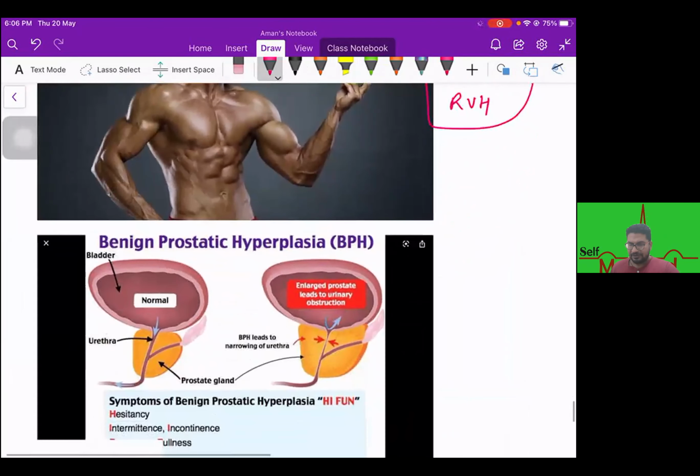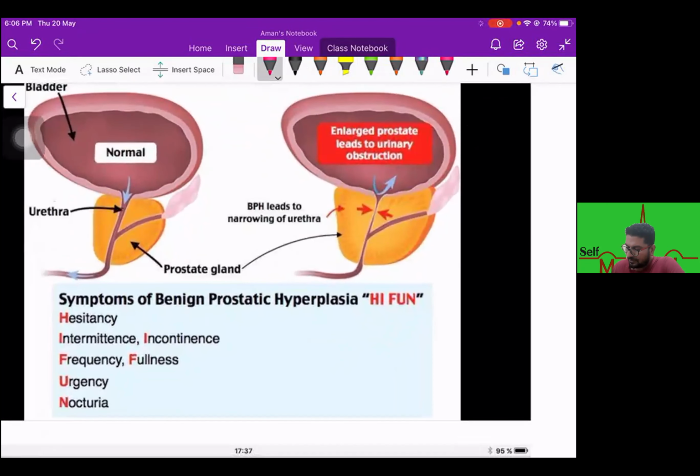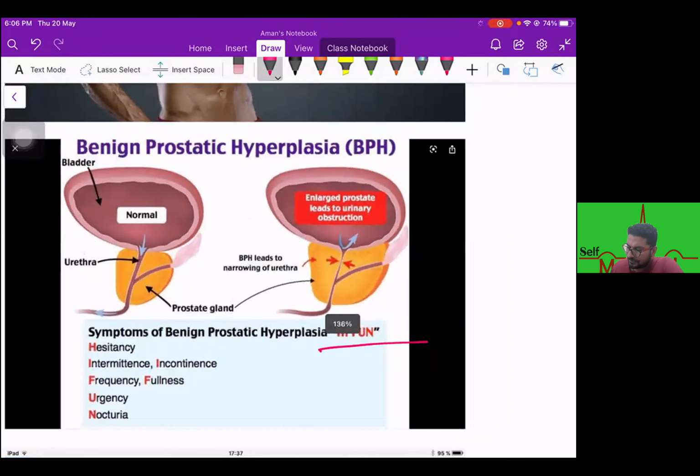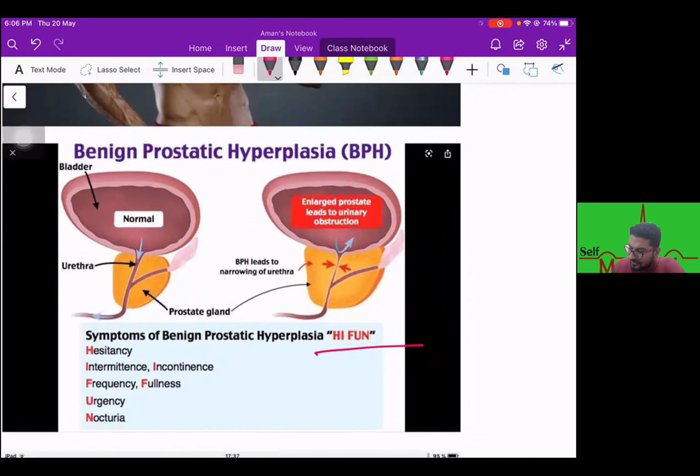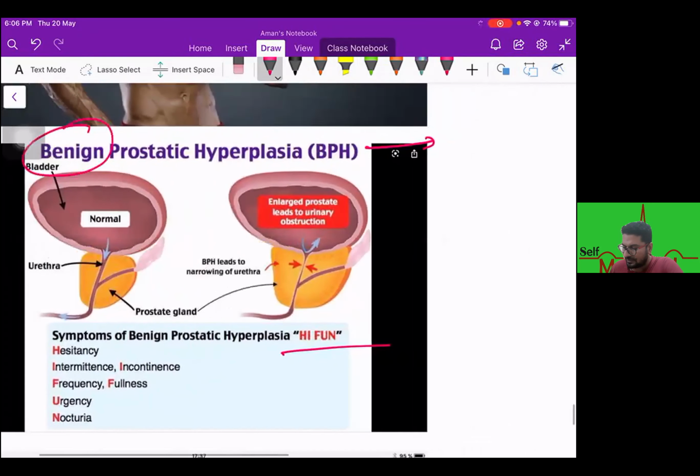Okay, then hyperplasia you can also see in many organs. A common condition is benign prostatic hyperplasia. The patient will develop symptoms, and the mnemonic is HIFFBUN: hesitancy, incontinence, frequency, fullness of bladder, urgency, and nocturia. BPH is a hyperplasia, but remember, it is always benign. It will not convert into cancer. It is exclusively benign hyperplasia.